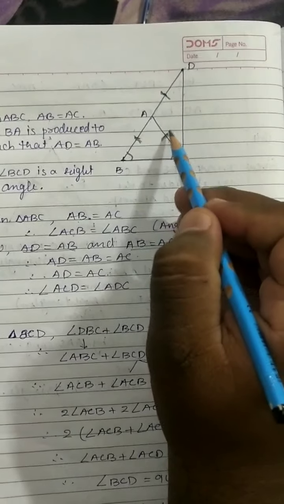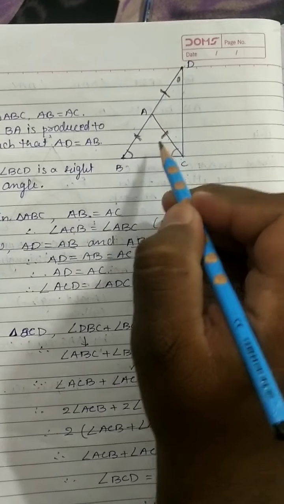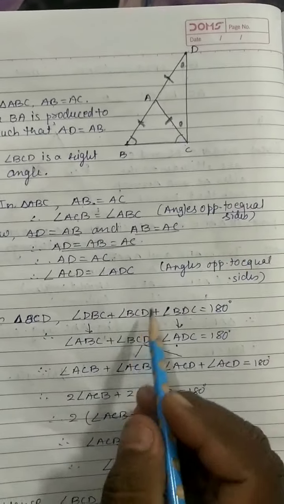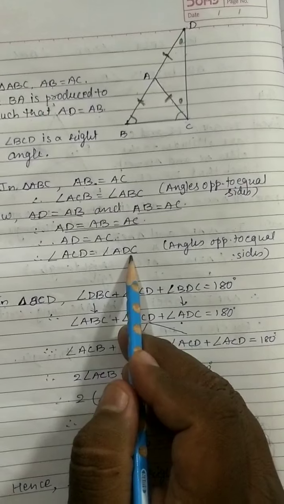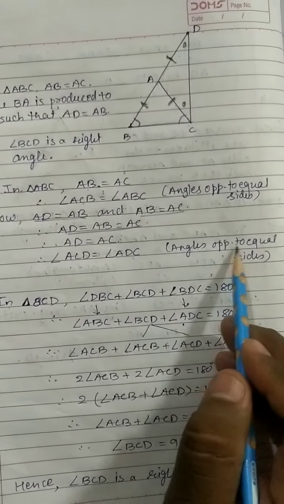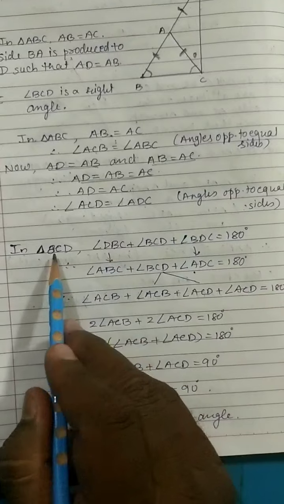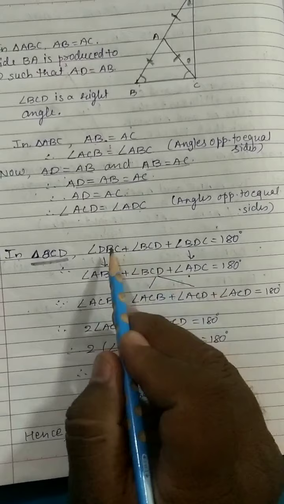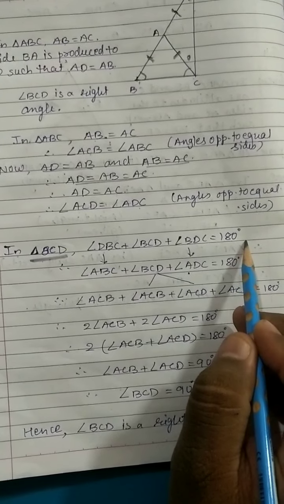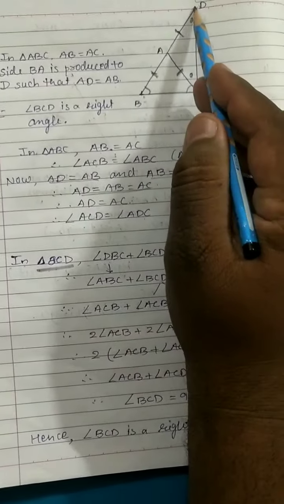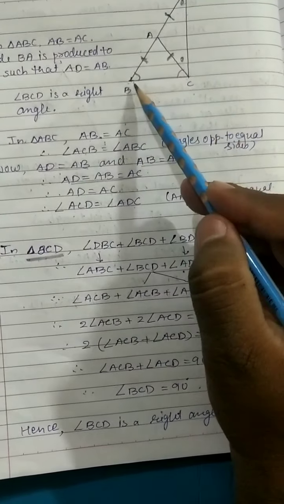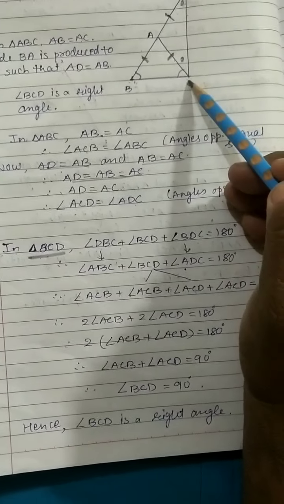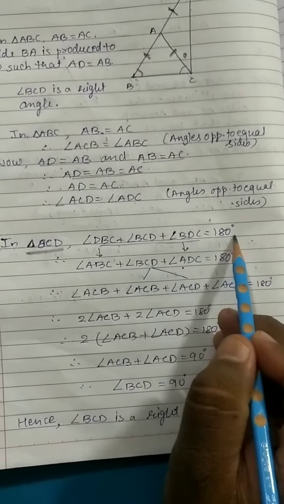If AD and AC are same, so can you say opposite angles of this, AC is this and AD is this, they are also equal. So angle ACD is equal to angle ADC, right? Angles opposite to equal sides. Now in triangle BCD, we know that sum of all three angles is 180 degrees. Angle sum property of a triangle, that is angle DBC plus angle BCD plus angle BDC. Sum of all three angles is equal to 180.